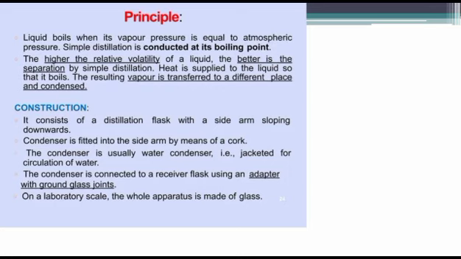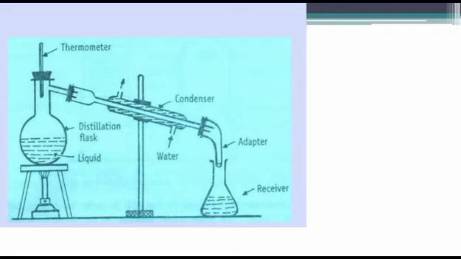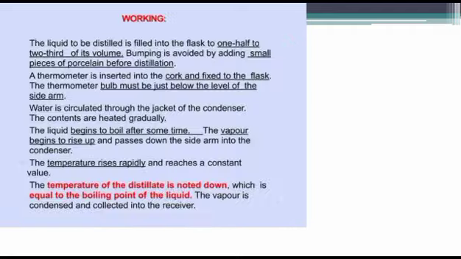Construction: it consists of a distillation flask with a side arm sloping down. A condenser is fitted into the side arm by means of a cork. The condenser is usually a water condenser that is jacketed for circulation of water. The condenser is connected to the receiver flask using an adapter with ground glass joint. Fourth, on the laboratory scale, the whole apparatus is made of glass. So, this is the simple distillation diagram.